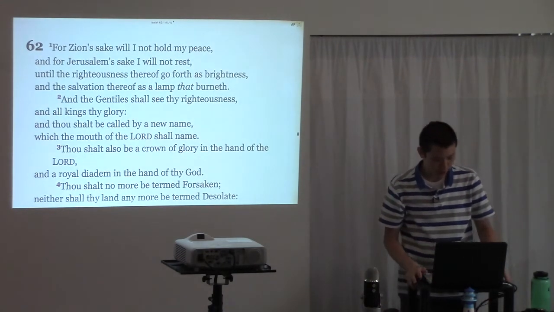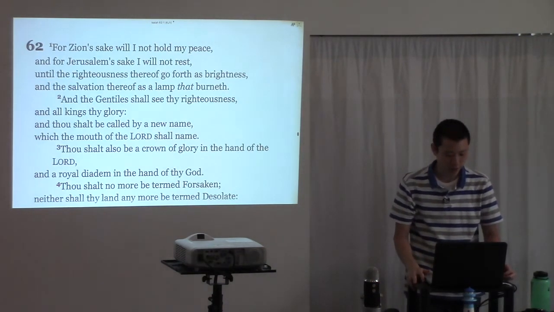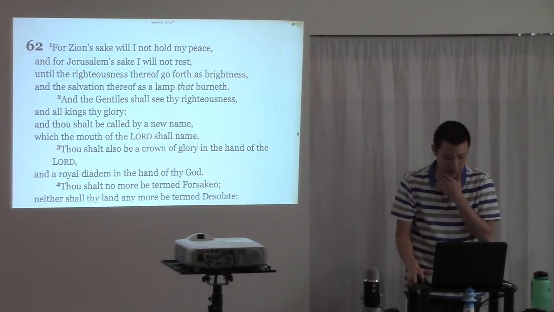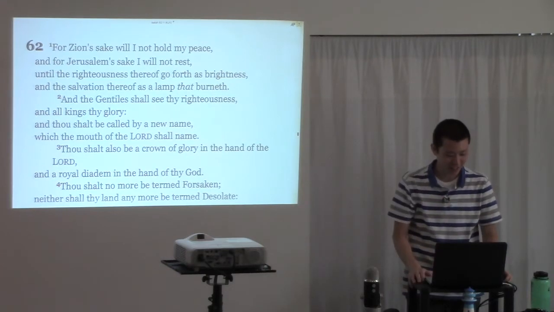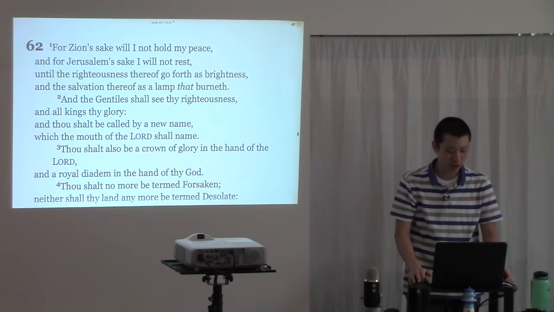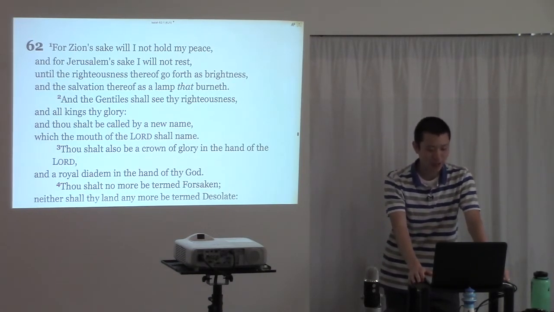We just see a crown of glory again. For Zion's sake will I not hold my peace, and for Jerusalem's sake I will not rest until the righteousness thereof go forth as brightness, and the salvation thereof as a lamp that burneth. And the Gentiles shall see thy righteousness, and all kings thy glory, and thou shalt be called by a new name which the mouth of the Lord shall name.